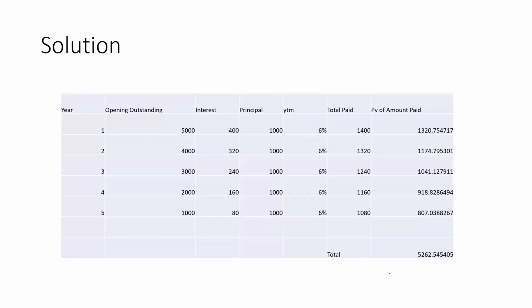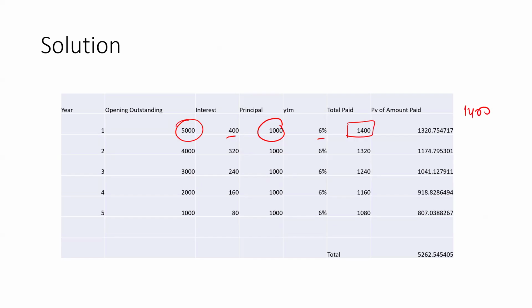Now if we go further and understand this, the life of the instrument is 5 years. The outstanding amount, first, 5,000 rupees is the price of the instrument, and 8% of that is 400 rupees. 400 rupees would be the interest. Assume that ₹1,000 is the principal being paid. Although the face value is not given, assuming that ₹1,000 is the principal paid, and the YTM is 6%, what is paid at the end of the first year is 1,400.